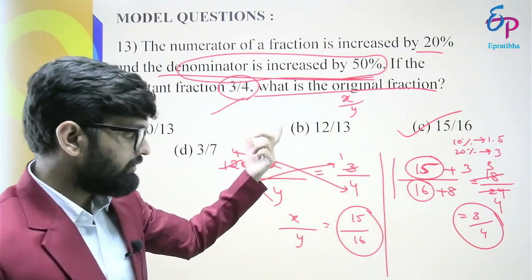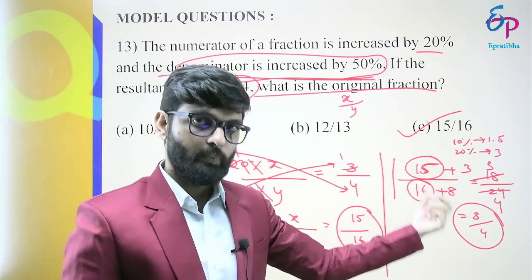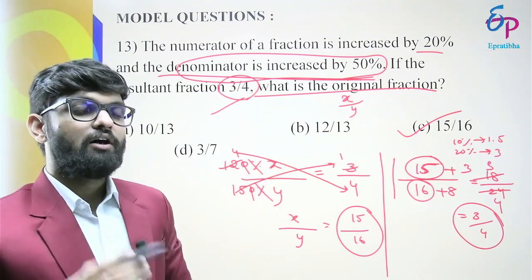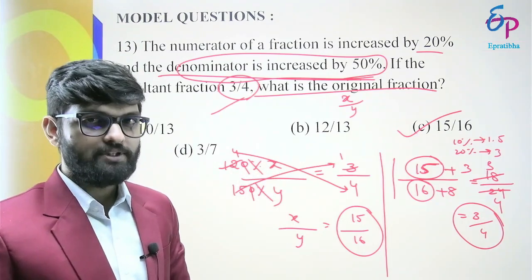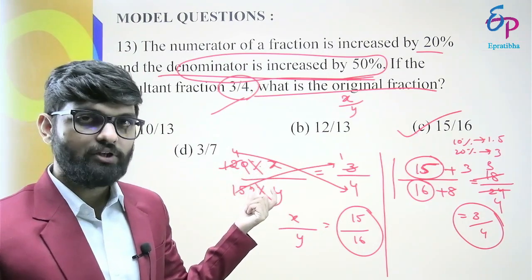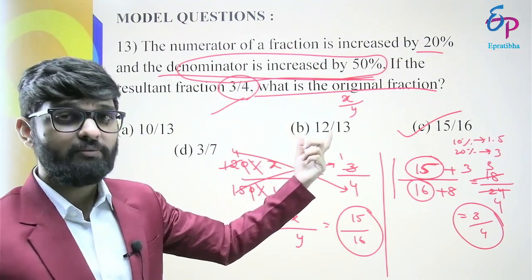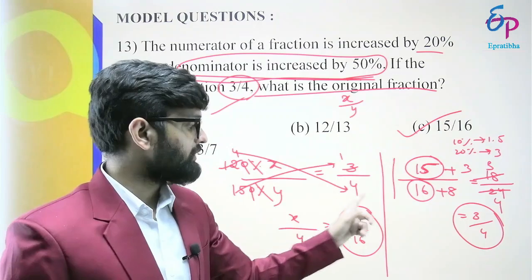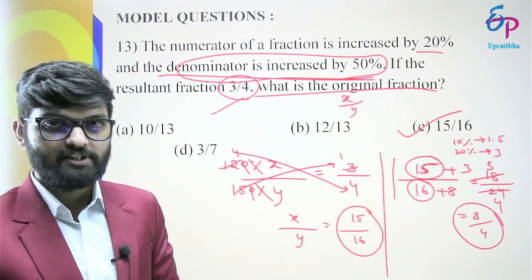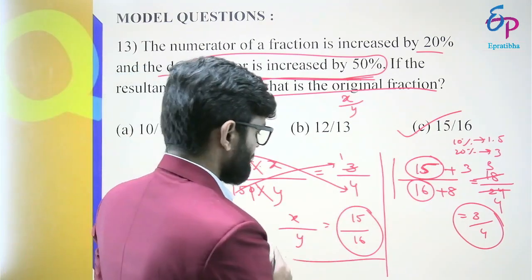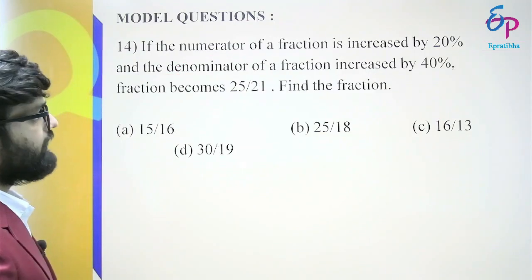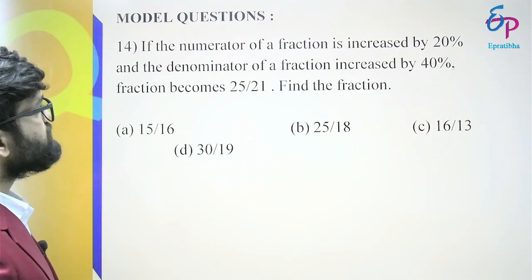You can go in this traditional approach or you can go with option verification as well. How to go with the traditional method? If it is getting increased by 20%, that means it will be 120% of x. If it is getting increased by 50%, then that will be 150% of y. Just equate, cross multiply, you will get the answer as 15 by 16. This is also very easy only. So moving on. Again, we are going to solve one more question in the same way.